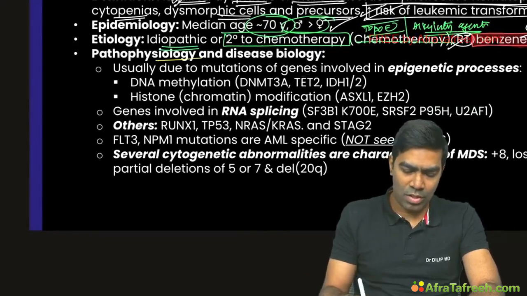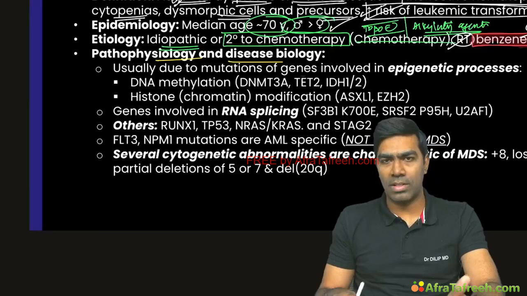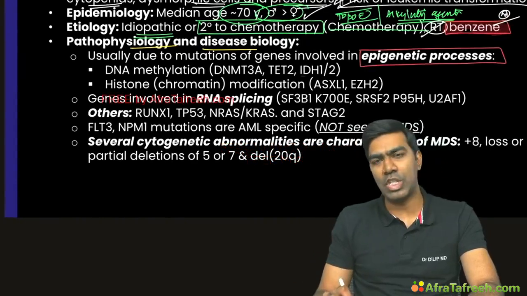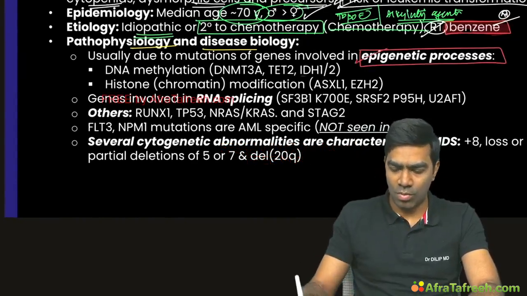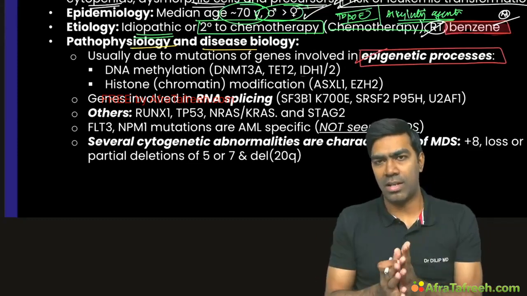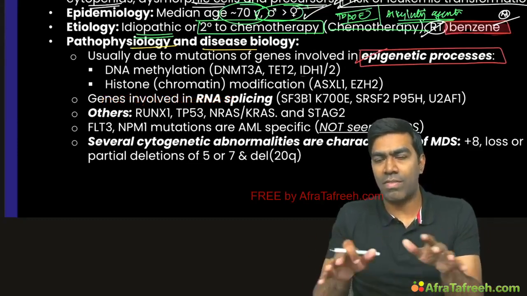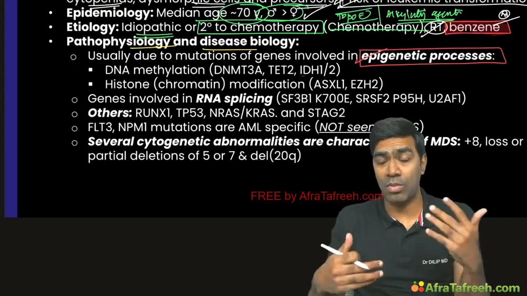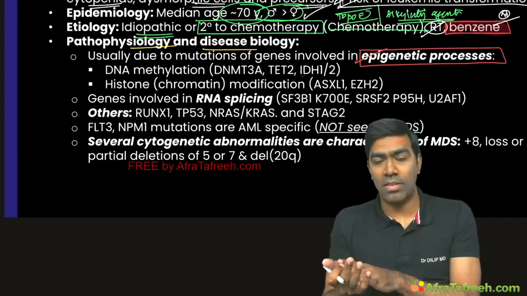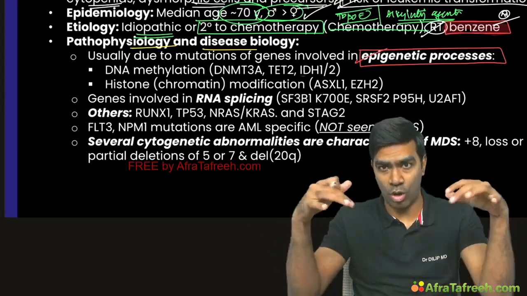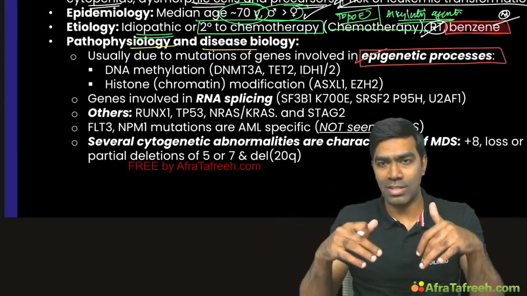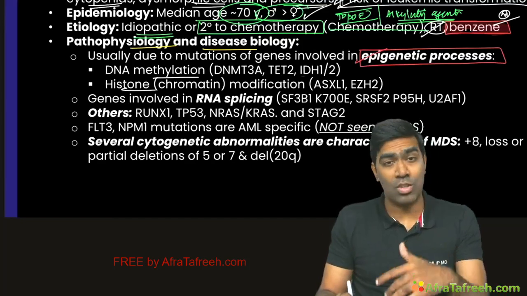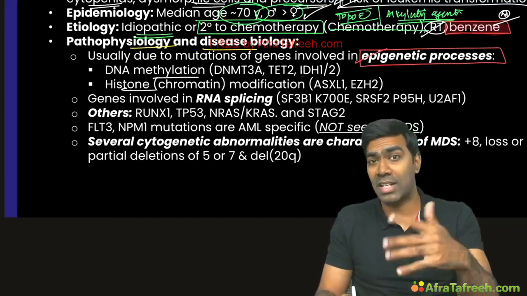And what is going to be the pathophysiology and disease biology when it comes to MDS? Most cases of MDS will be due to mutation of genes that are involved in the epigenetic process. What do you mean by epigenetic changes? These are changes that are not going to affect the sequence of a particular gene or sequence of DNA. You're not going to touch it, but rather you're going to modify the gene expression with the help of certain changes on top of these DNA molecules or genes, with the help of something like DNA methylation and demethylation, and histone modification, which can be histone acetylation as well as deacetylation.